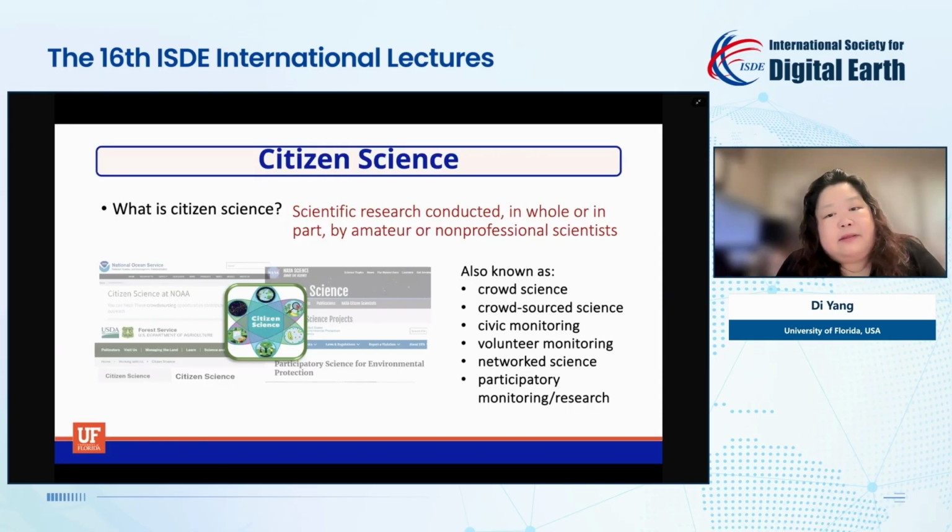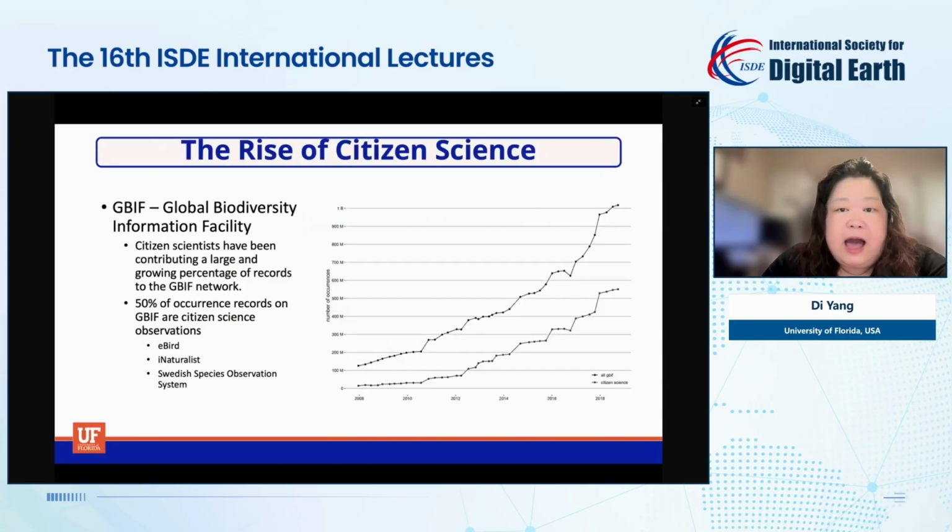In the United States in recent years, there has been a lot of attention to supporting citizen science programs. For example, the NASA Citizen Science Division, Citizen Science at NOAA, USDA, and at EPA it is called Participatory Science for Environmental Protection. Because we really want to bridge the gap between scientific research and the public sector, there has been a rise in the last two decades of citizen science platforms and data as well.